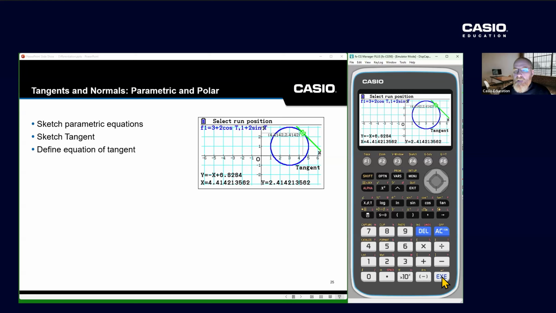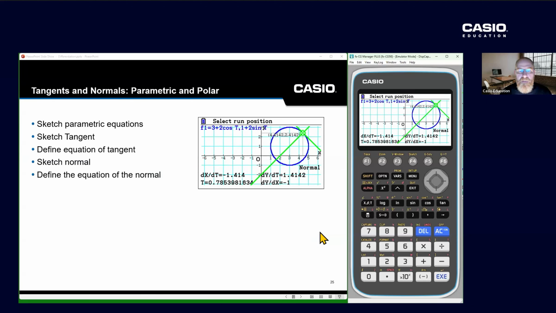Okay, that looks suspiciously like negative x plus 2 pi. You can also sketch a normal if you like. So let's sketch the normal. Again, placing it at t equals 0. Let's do pi over 4 again. Again, you get dx/dt, dy/dt, but remember it is dy/dx and not the negative reciprocal. Okay, and you can find the equation of the normal as well. x subtract 2. So quite nicely you can do that with parametrics to help your students out, for example.